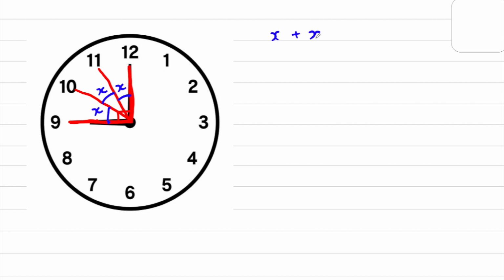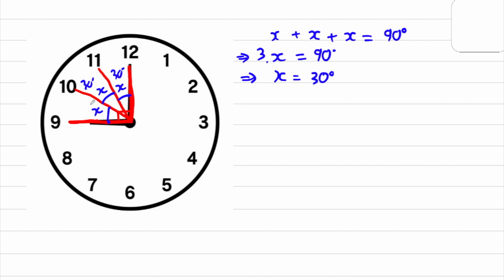Then I get the expression for this case: x plus x plus x equals 90 degrees. So 3x will be 90 degrees, and then x equals 30 degrees. So for the x here, from 11 to 12, you will have 30 degrees. Between 10 and 11, you get 30 degrees. From 9 to 10, you get 30 degrees. Yeah, that is not too difficult, right?